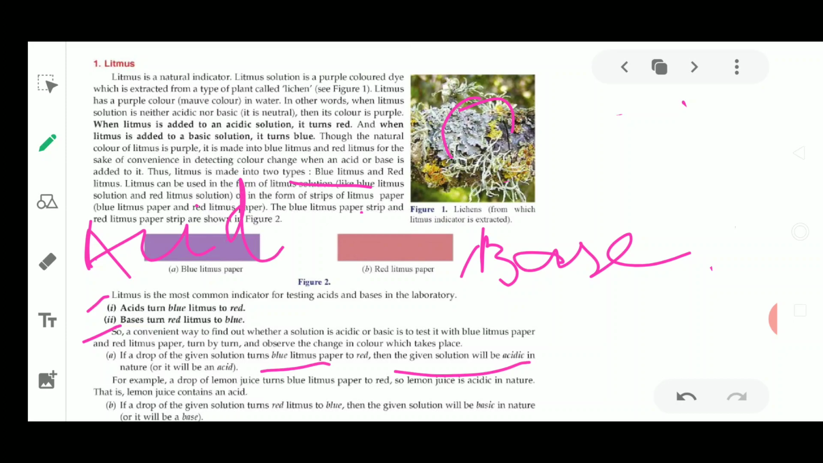Now if lemon juice is added on the blue litmus paper, lemon juice is also a kind of acid which contains citric acid in it, which is going to turn this blue into red. Now if we drop a drop of solution on red litmus paper and it turns blue, it means that the substance we are testing is a base. So this was about the litmus.